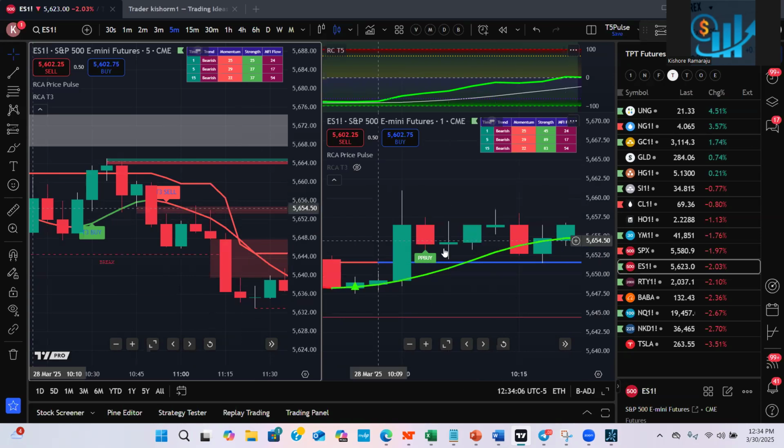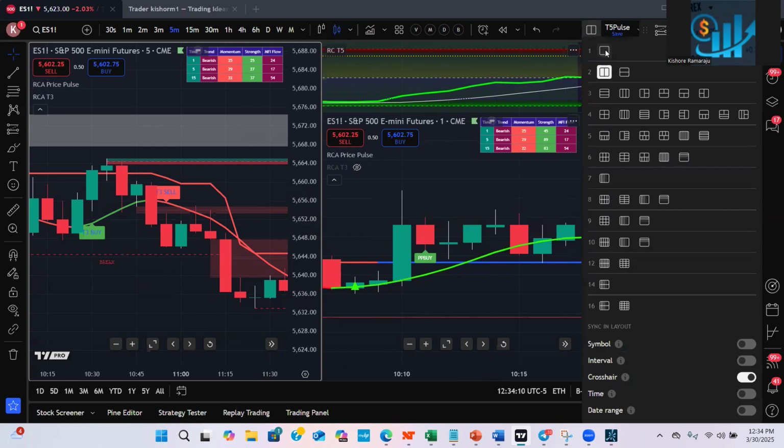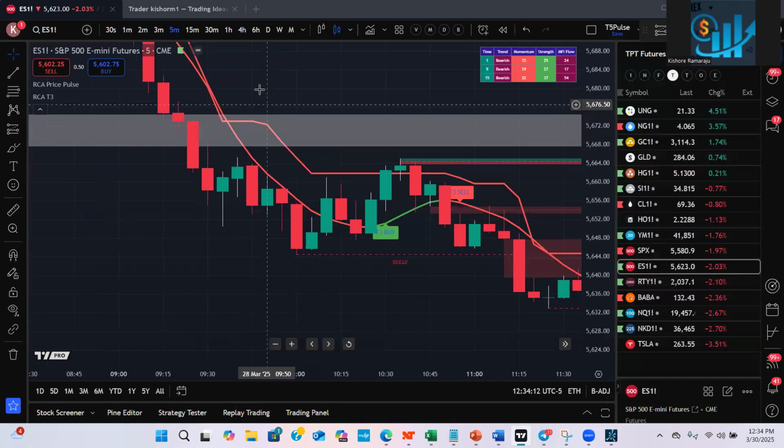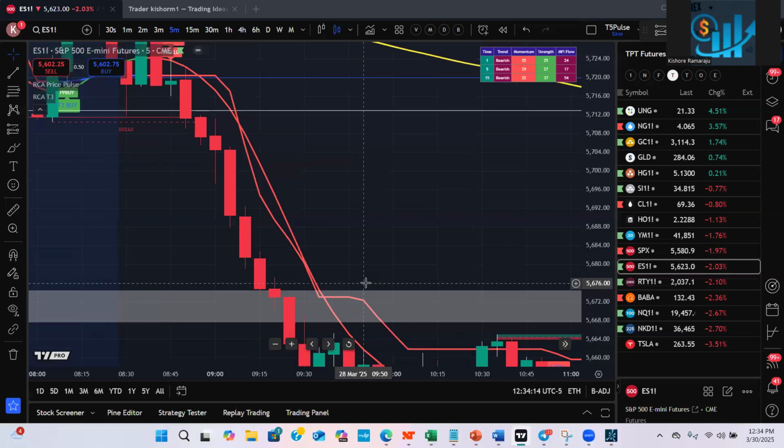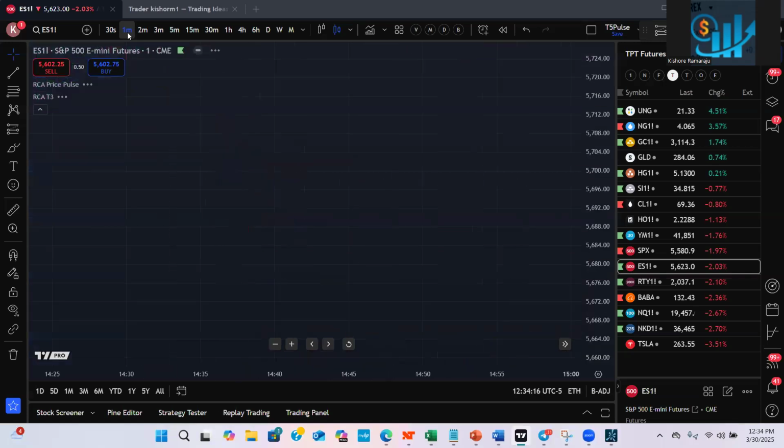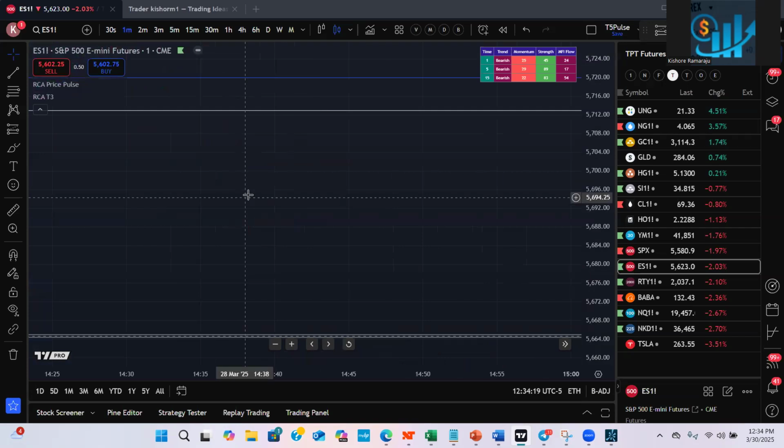the execution. So if you use 5 minutes and 1 minute, one way, if you are an experienced trader, we can do this. Whenever you have a price pulse sell, wait for price to touch the T5 or price pulse line, and short it. And again, price will come up, short it again. Again, price will come up, short it. Like that we can do.